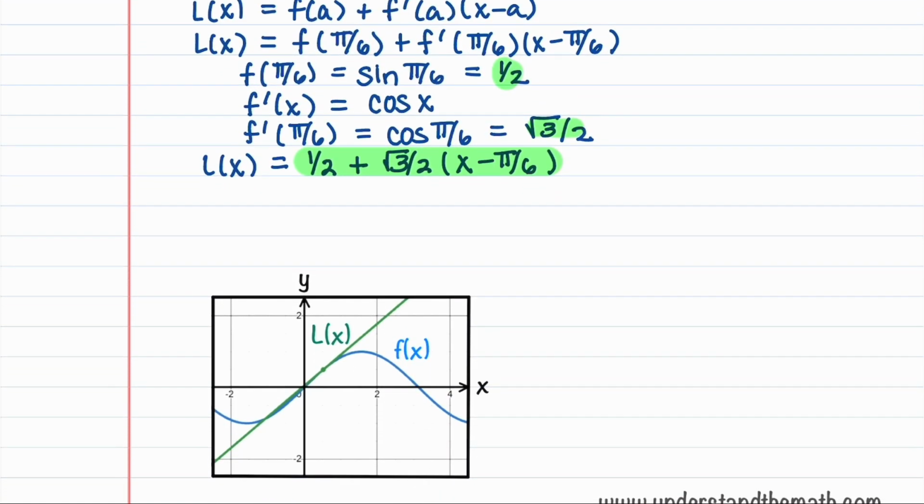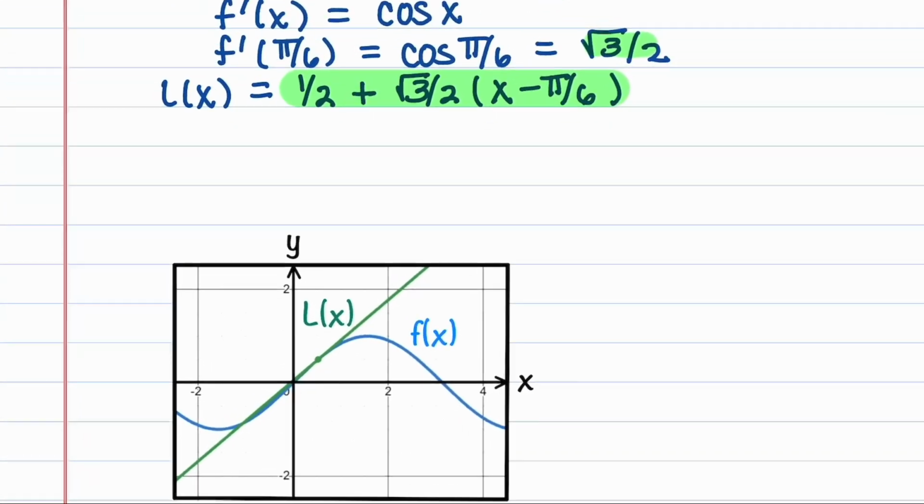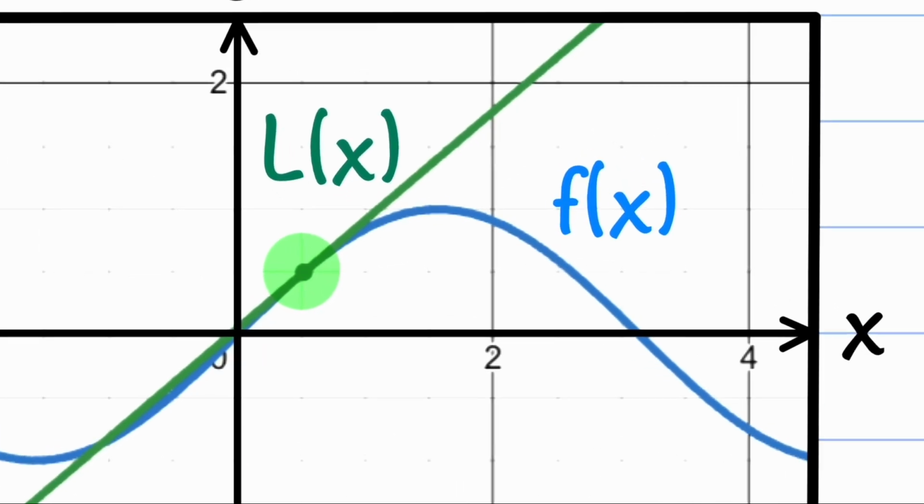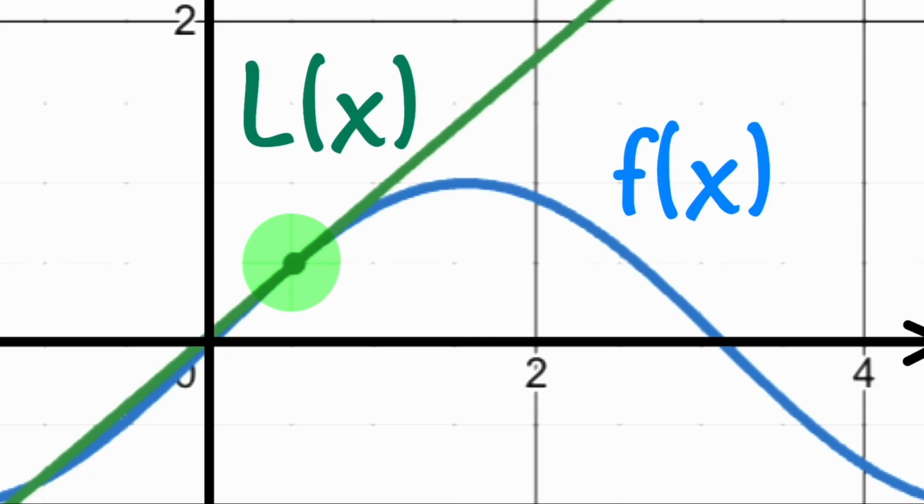I again went ahead and graphed f of x and L of x. And if we zoom in here, you can see that when x is pi over 6, that's this point right here, L of x and f of x are very close to the same value.